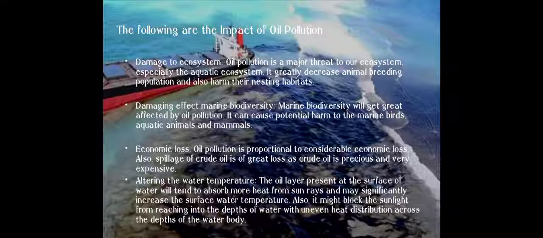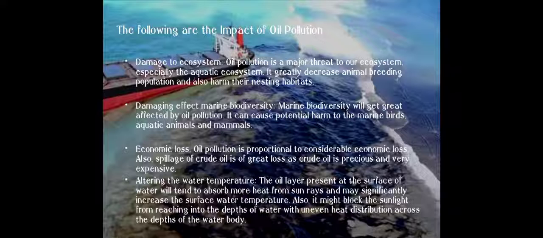Second, damaging effect on marine biodiversity. Marine biodiversity will be greatly affected by oil pollution. It can cause potential harm to marine birds, aquatic animals, and mammals. Feathers of marine birds get coated with the oily water, which hampers the water-repelling property of their plumage. This might increase their chances of drowning as their buoyancy might considerably decrease. Aquatic animals and mammals may ingest the oily contaminated water, which could harm their health by poisoning them. This may adversely affect their body temperature maintenance.